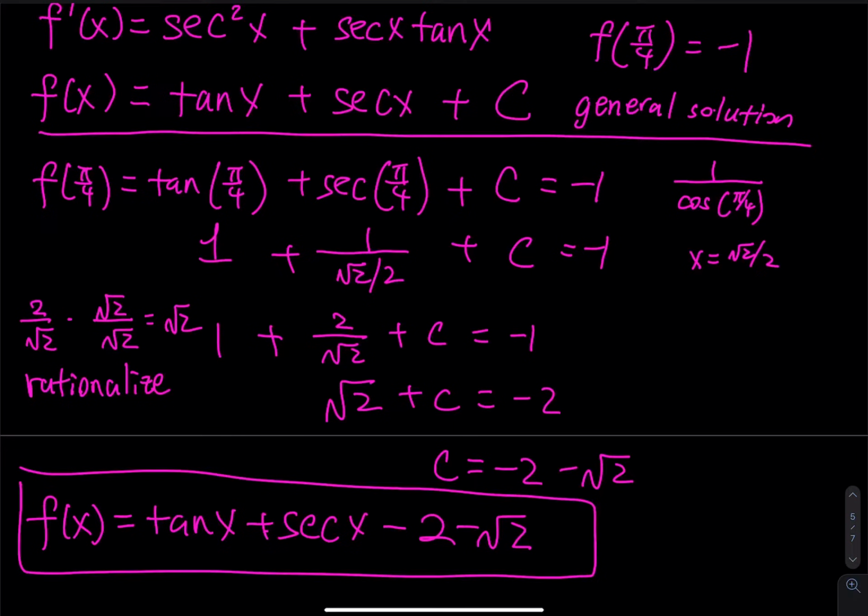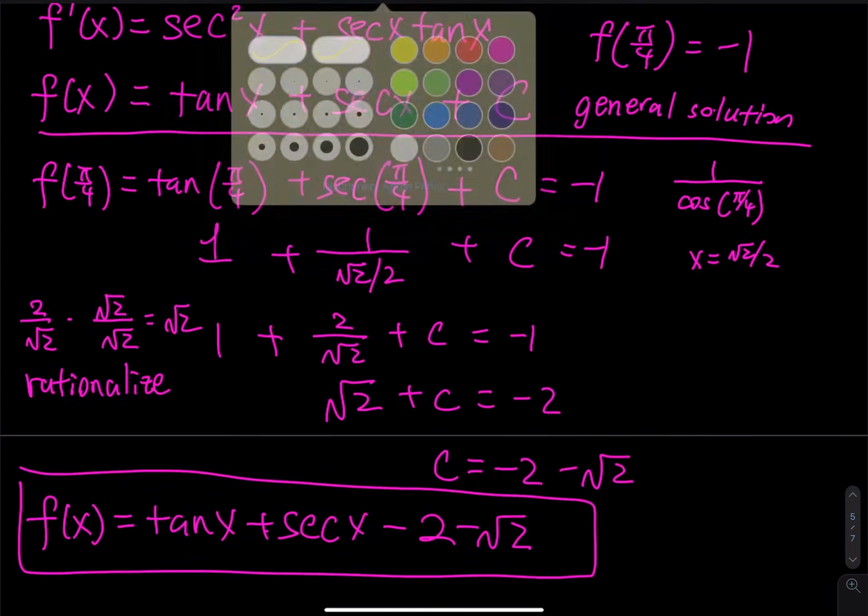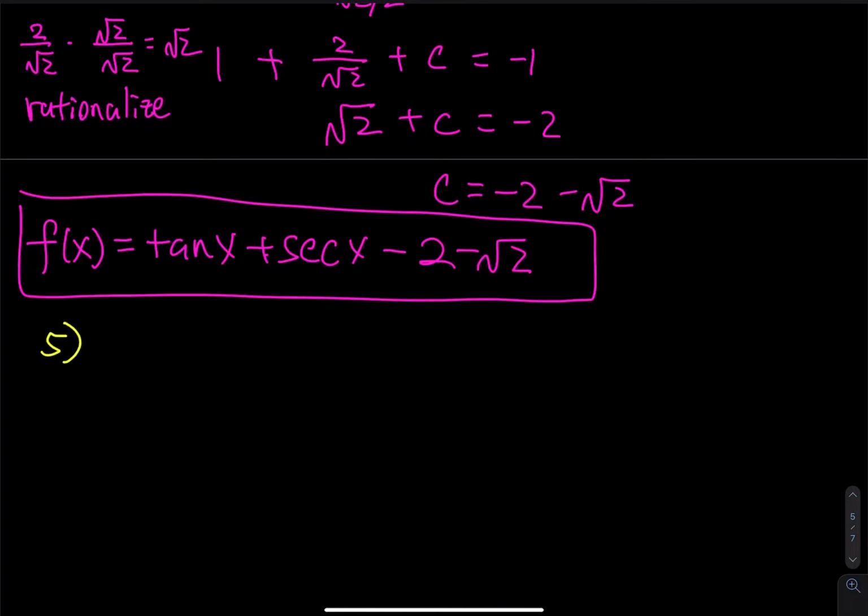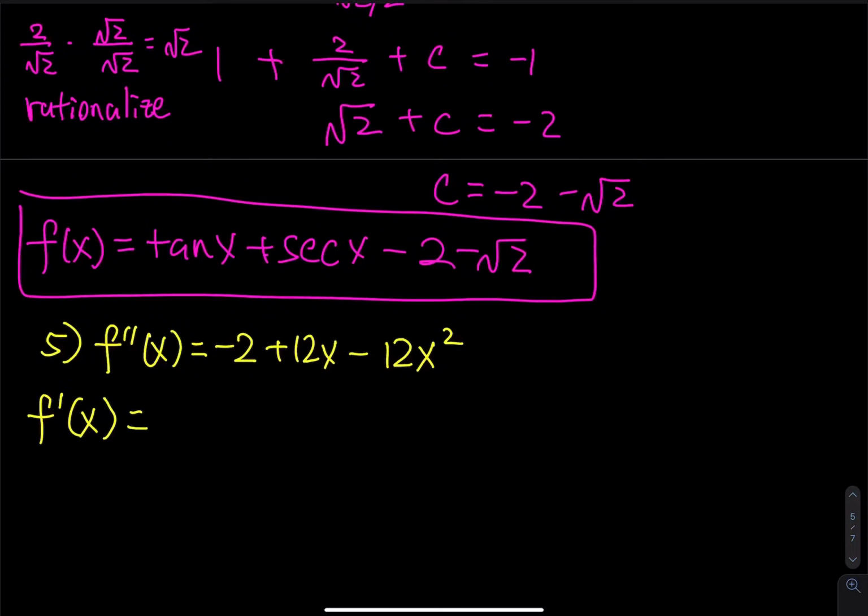So number 5, we switch to another color. Number 5, we have f double prime x equals negative 2 plus 12x minus 12x squared. And then f prime of x is equal to this. The first one is just negative 2x, right? The derivative of negative 2x is negative 2. And then this, can you do this without the 12 divided by something? So this is 1 plus 1 is equal to 2. 12 divided by 2 is equal to 6.